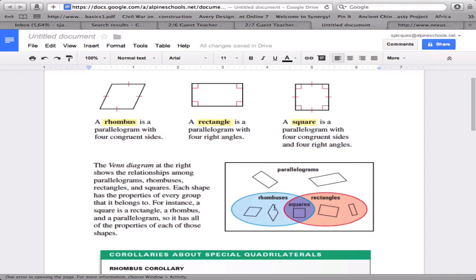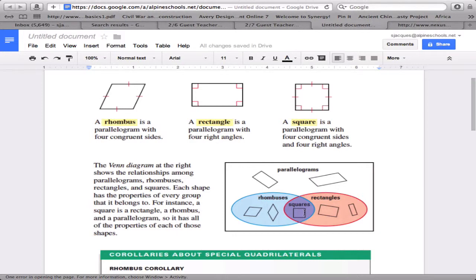So we know that rhombuses have four congruent sides. If we look at this, we know this one has four congruent sides, this one does, and also a square does. So a square could be considered a rhombus as well. A rectangle is a parallelogram with four right angles. So these rhombuses could not be a rectangle, correct? So then we go over to our rectangle area and we go, oh, I see, there's four right angles in all of these. But this square is also a rectangle because it has four right angles.